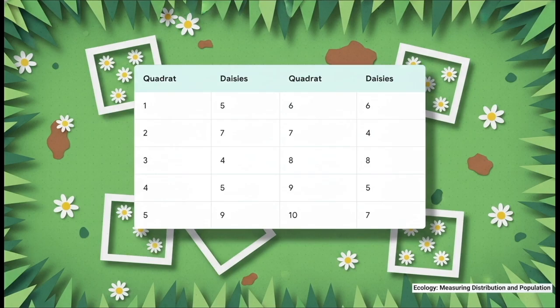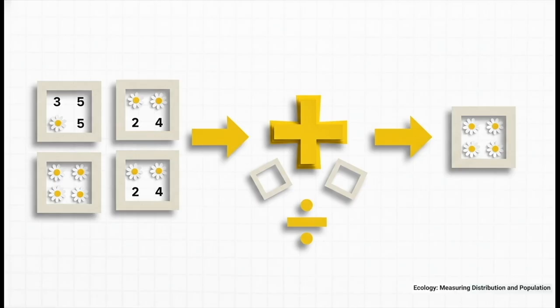That's totally normal, and it's exactly what you'd expect to find in nature. We need to find the average, or as we call it in science, the mean. It's really simple. All you do is add up all the daisies you counted, and then divide that total by the number of times you threw your quadrat.